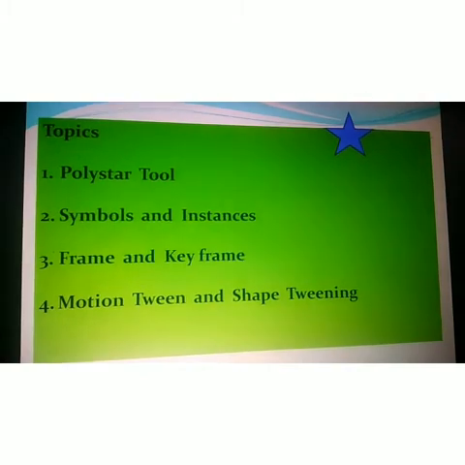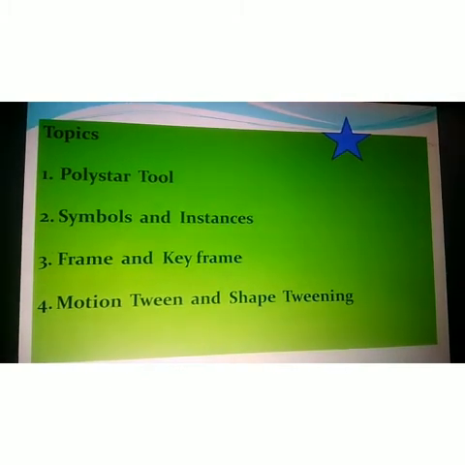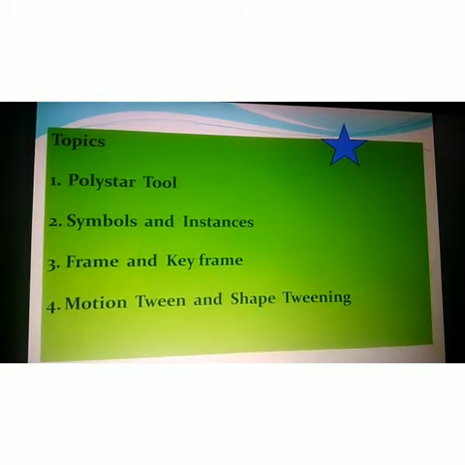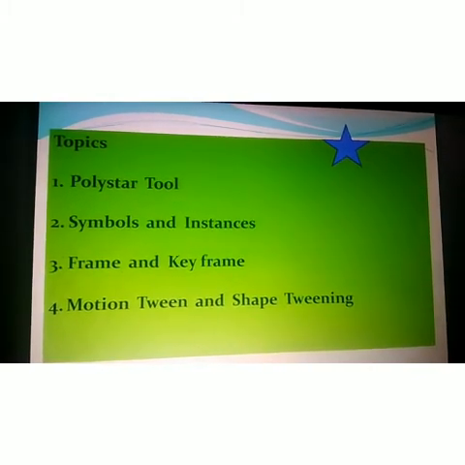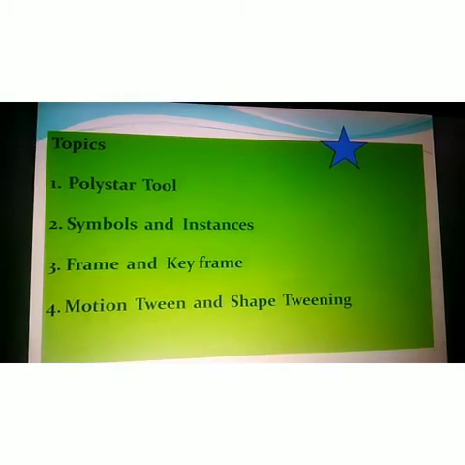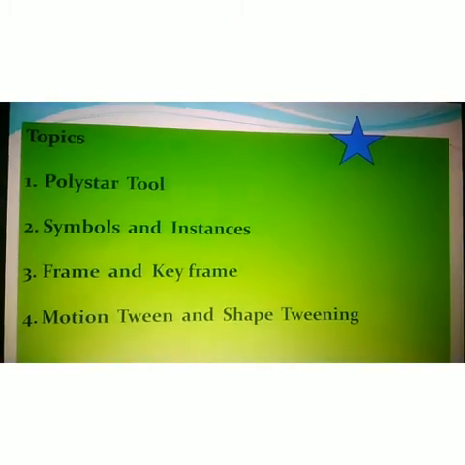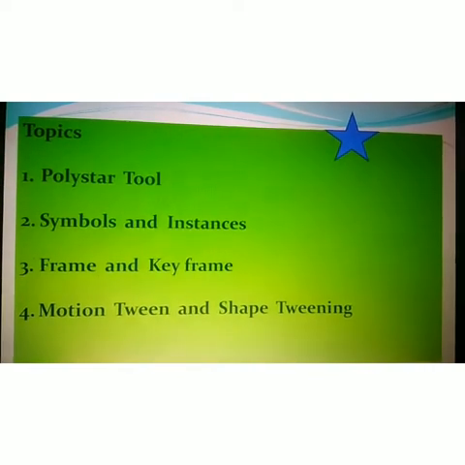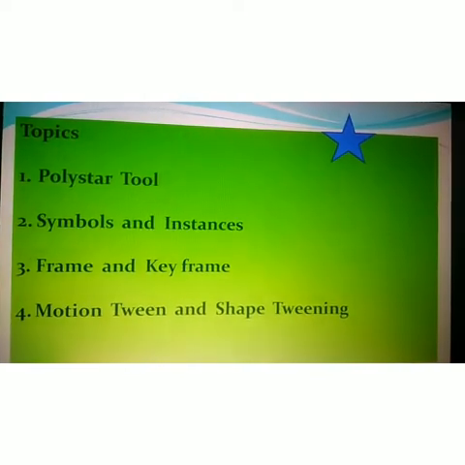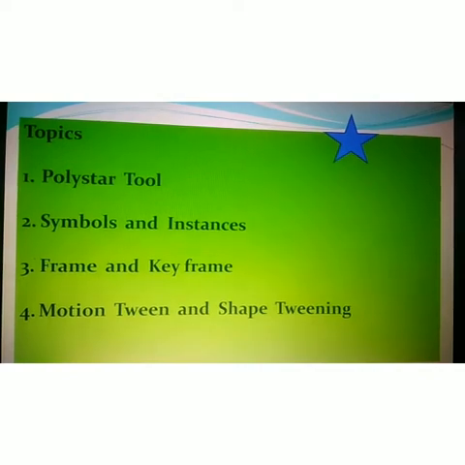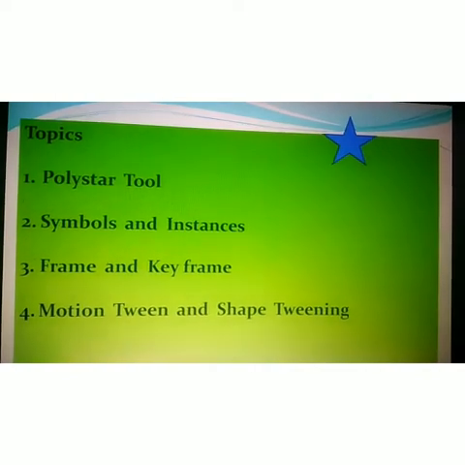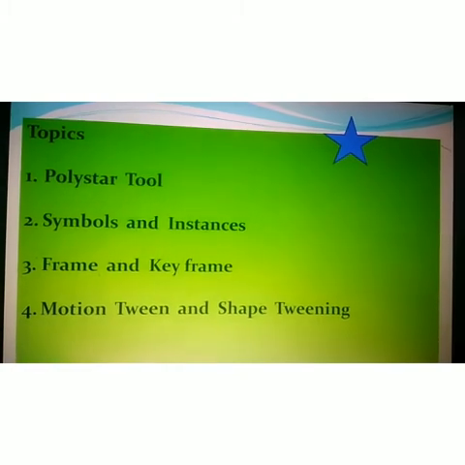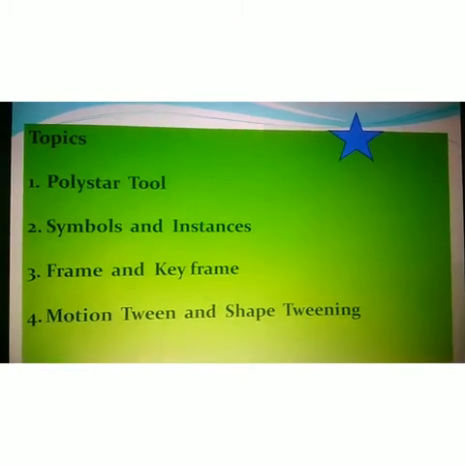And the last topic, fourth, we discussed the motion tween and shape tweening. Motion tween means setting the position, size, and rotation for an object in one keyframe to create animation. And next, shape tweening means creating animation by changing shape, for example drawing a star using the Polystar tool, or any shape with the oval tool or brush tool, is known as shape tweening.